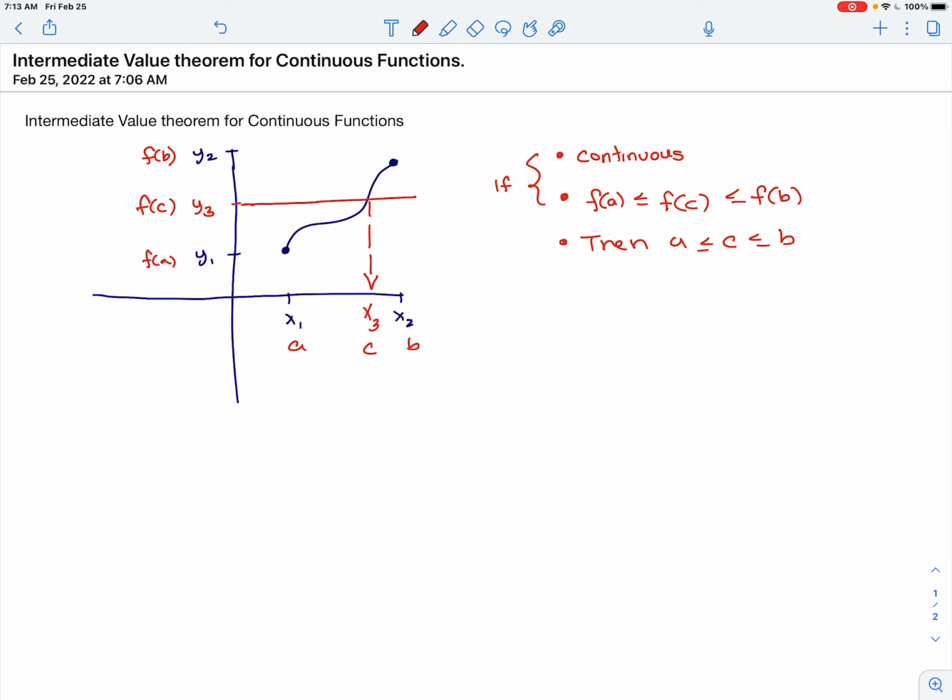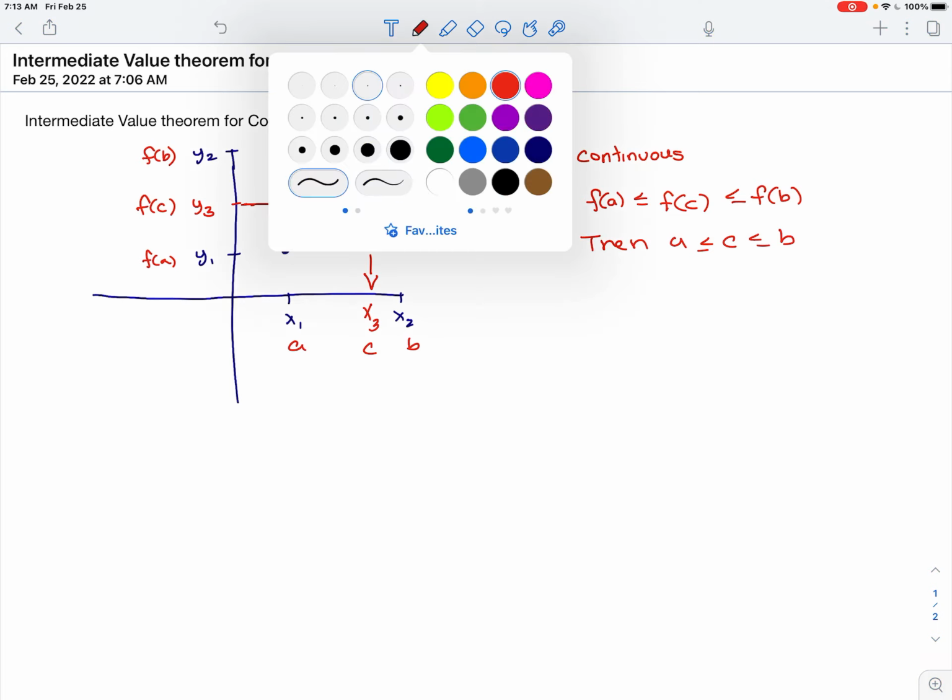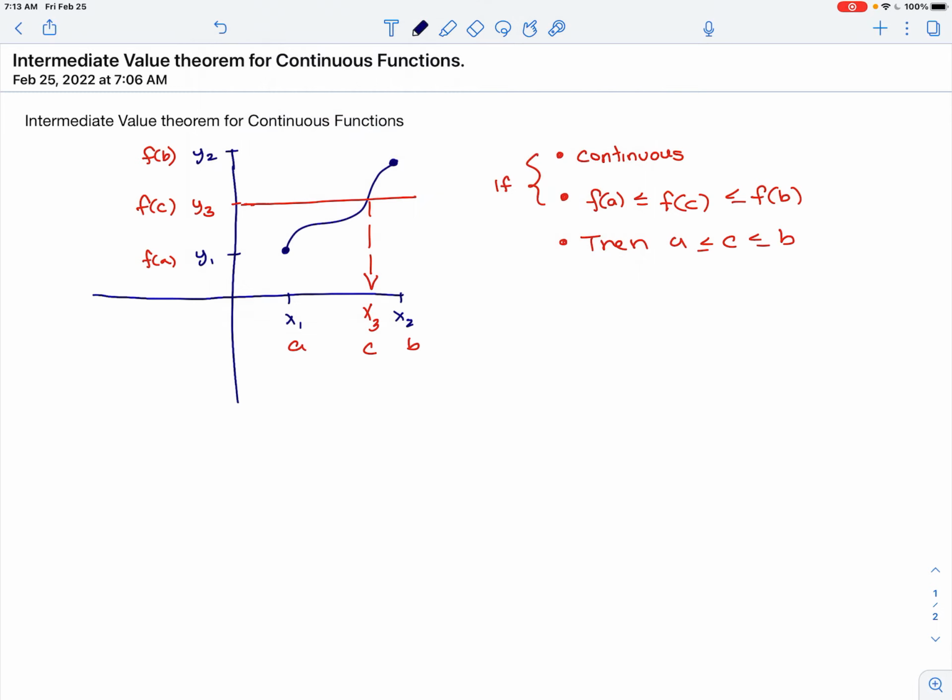Now, this graph could have crossed this line a whole bunch of times. Like, let's just have a look. I could have gone like this to get to there, right? So it's an at least one, and it also doesn't really find it for us. So we would then have to do more work to actually find the c value. Okay, so let's look at an example.